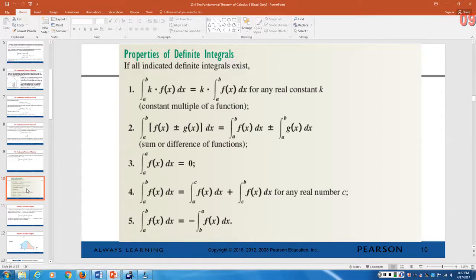This is the properties of definite integrals. And what you'll see here is this is the exact same list that I gave you at the end of section 15.1. The only thing is now there's endpoints. But it's the same ones we've had before.